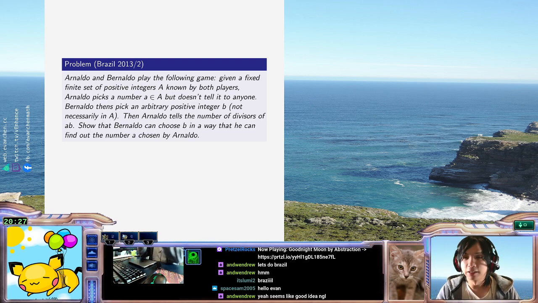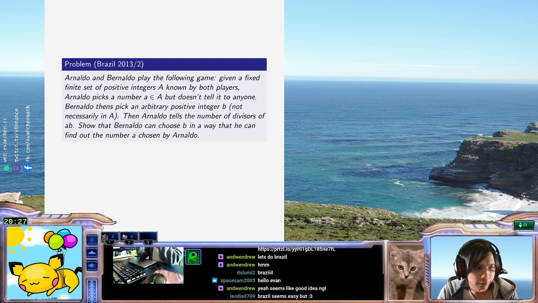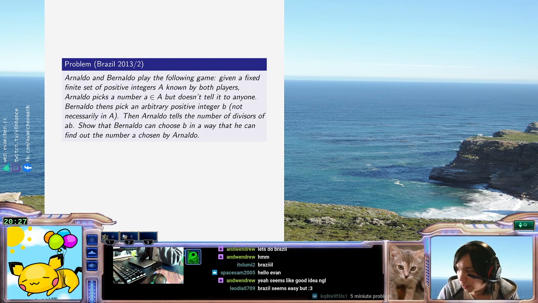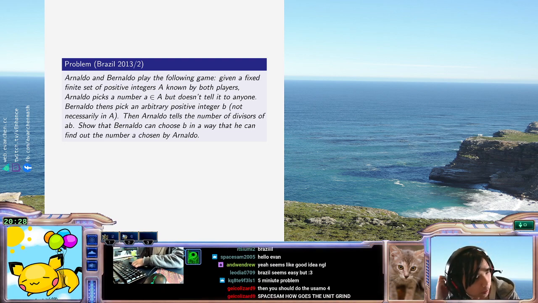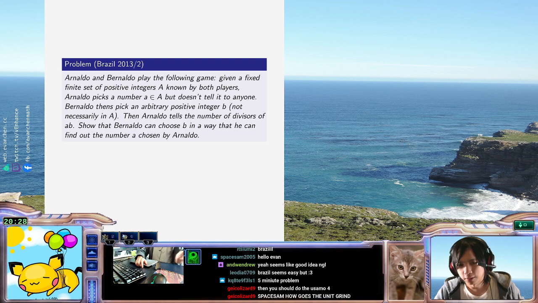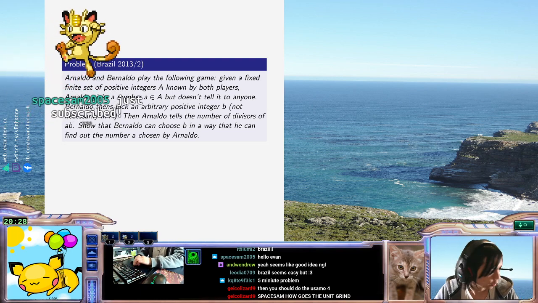Alright, welcome back everyone. So today we have a problem from Brazil 2013. There's a fixed set of positive integers A, and Arnaldo picks a hidden number, little a, and then Bernardo has to pick any integer B and get the number of divisors of A times B. And you would like to show that you can figure out the number chosen. So I think there's a number theory flavor that won't be too important.